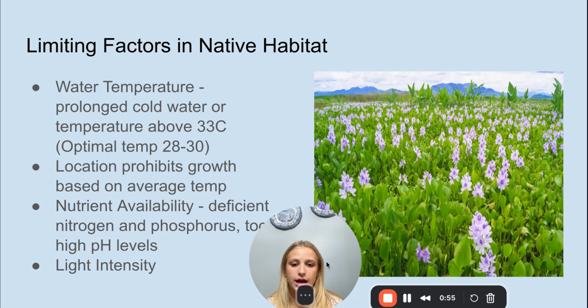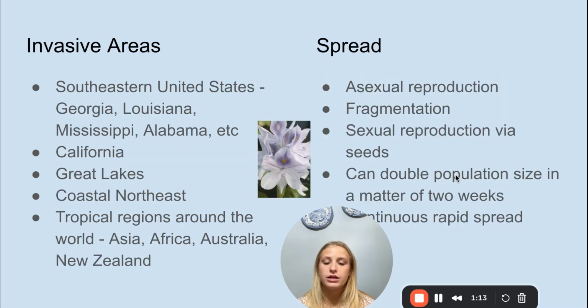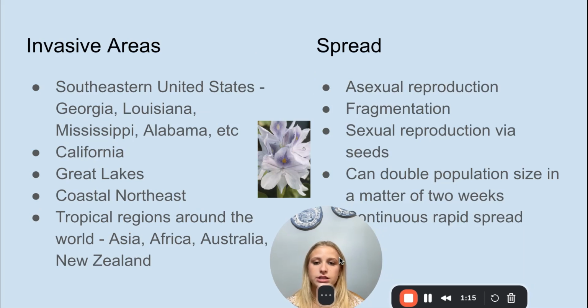And then it has needs for nutrients. So nutrient availability, if the water is deficient in nitrogen and phosphorus and has too high pH levels, that also limits its growth. And then light intensity because it is a plant and it does need light to grow. And then some invasive areas is southeastern United States, so Georgia, Louisiana, Mississippi, Alabama, Tennessee. It's also in California, the Great Lakes, and just along the coastal Northeast. And then around the world, it's in tropical regions such as Asia, Africa, Australia, and New Zealand.